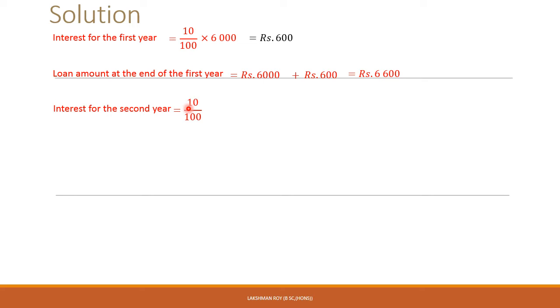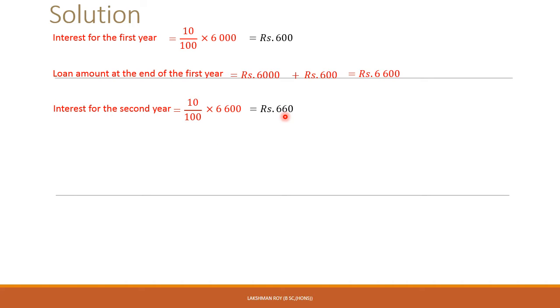Now, the amount we have to multiply to find the interest is 6,600. That is not 6,000, right? So that is the difference between simple interest and compound interest. Now you can simplify these two zeros, here also a zero. Then you get the answer 6,660 rupees. So see here, in the first year the interest is 600 rupees, the second year interest is 660 rupees. So that is different.